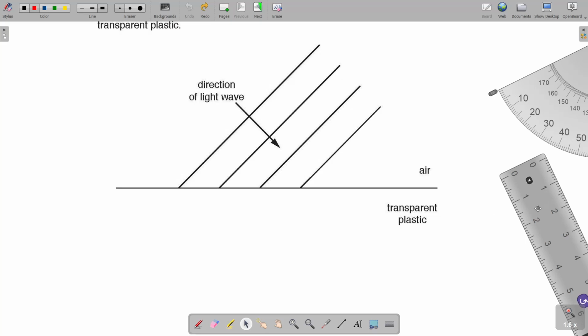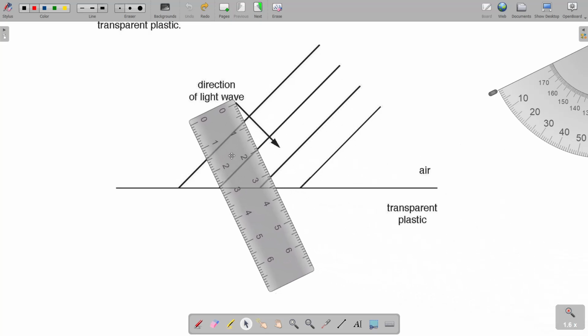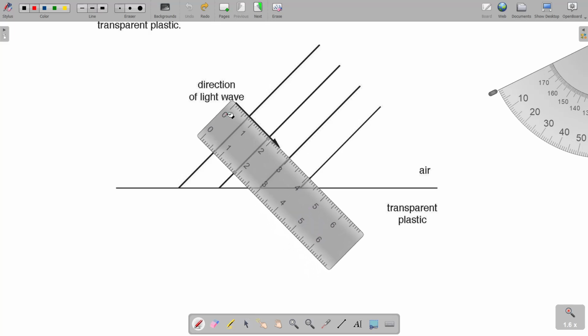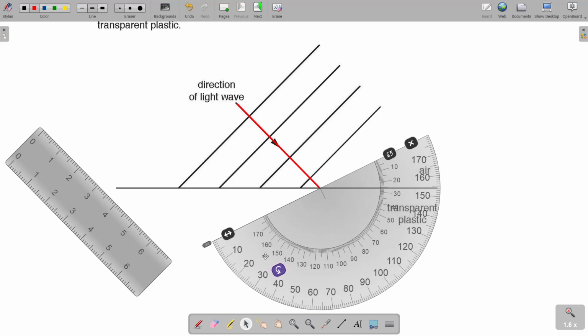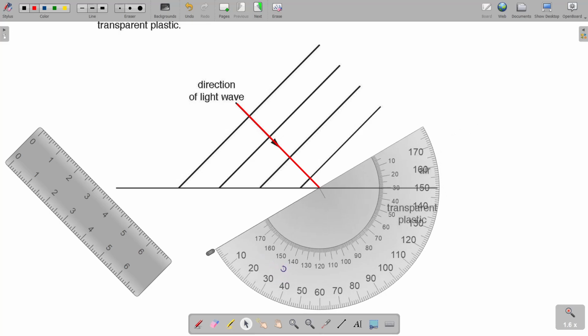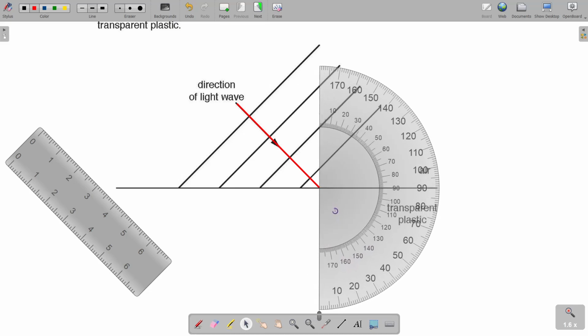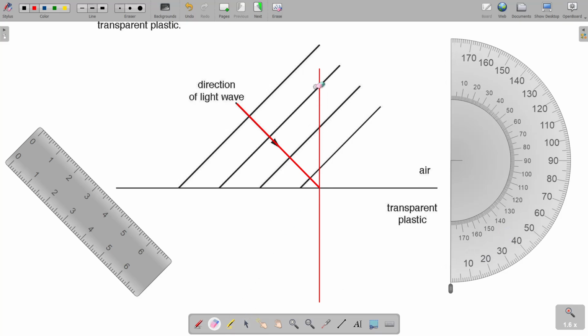First, we can continue the direction of the wave until we meet with the boundary between the two media. So like this, we continue the line. And at this point, we draw a normal. So we are going to use a protractor, and its center is at this point, and measure 90 degrees on the line of the boundary and use the protractor as a guide, as if it was a ruler, to draw the normal at this point. And the normal is a dashed line to show that it is not part of the wave, it is an imaginary line that we use to measure angles.